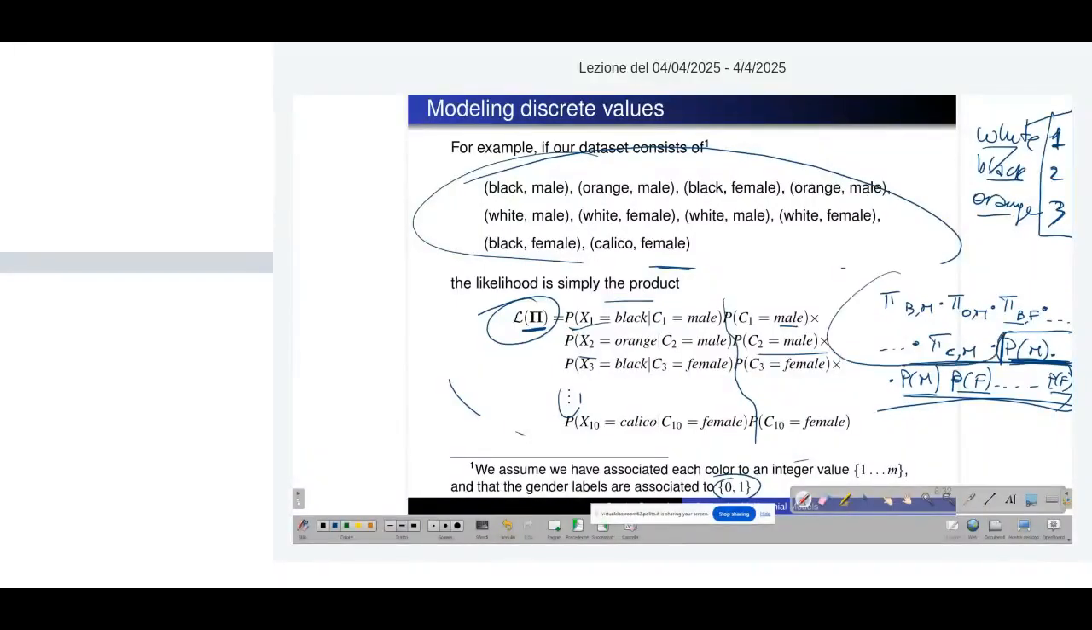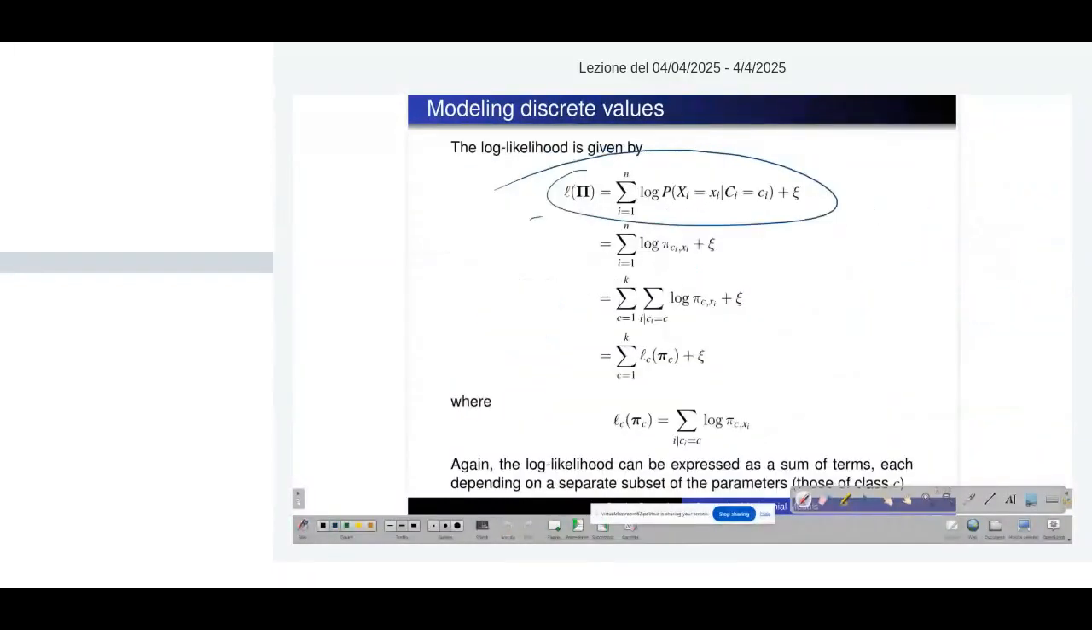So our function to optimize is the multiplication of these terms. This is a function of the parameters pi. We want to find the parameters pi that maximize this function. As usual, we don't work directly with the likelihood, but we use the log of the likelihood because that's easier to manipulate.